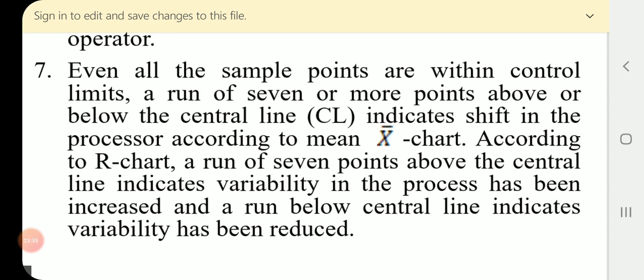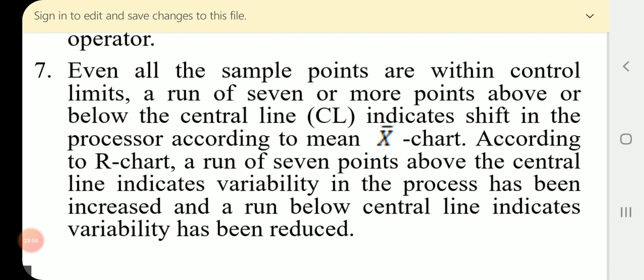Whereas a run below the central line indicates variability has been reduced. According to the XBar chart, if a run of 7 or more points is observed either above CL or below CL, it is an indication of a shift in the process.